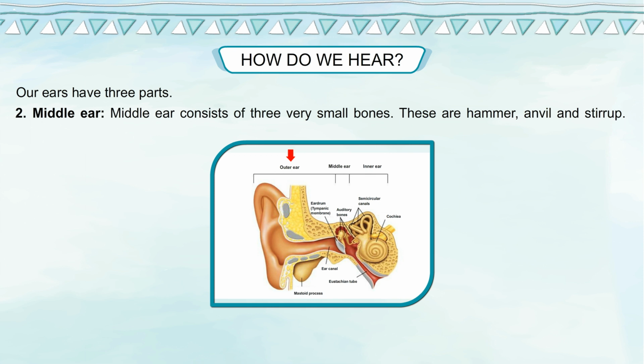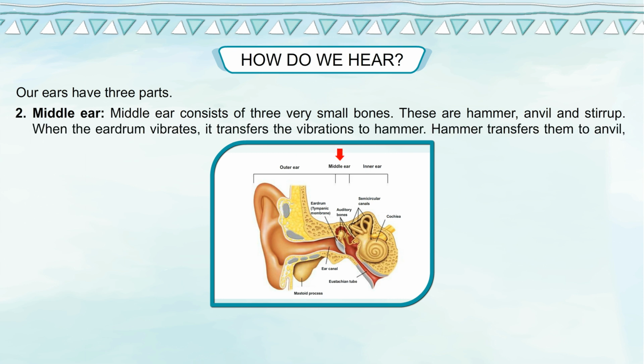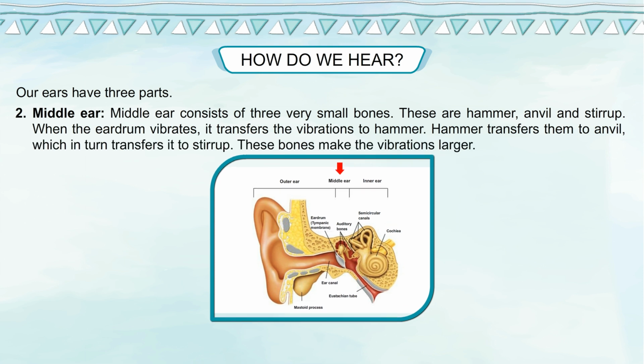Middle ear. Middle ear consists of 3 very small bones. These are hammer, anvil, and stirrup. When the eardrum vibrates, it transfers the vibrations to hammer. Hammer transfers them to anvil, which in turn transfers it to stirrup. These bones make the vibrations larger.